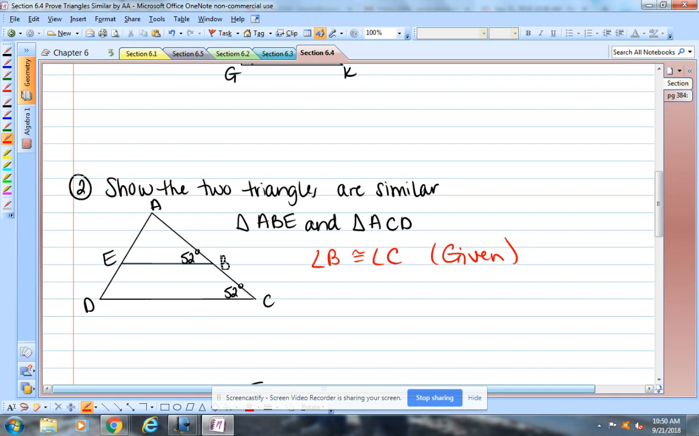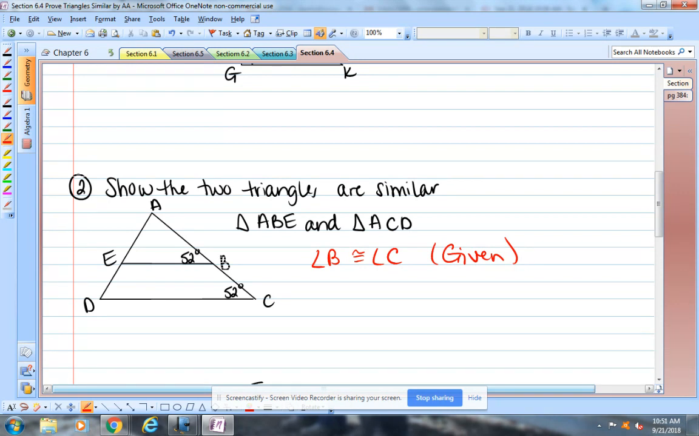So if I can show that another angle in each triangle are congruent, then I would have angle-angle postulate, right? Do I know of any other angles? E and D? I don't know that. Can't assume. Is there an angle that both triangles share? Angle A. Isn't angle A in both triangles? Yep, it's in the little one and it's in the big one.